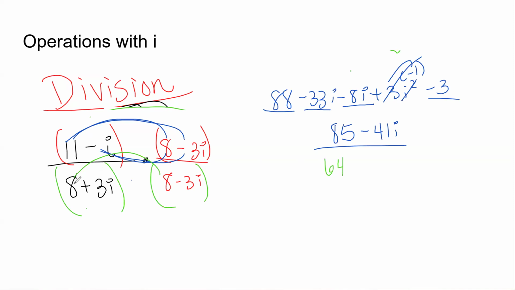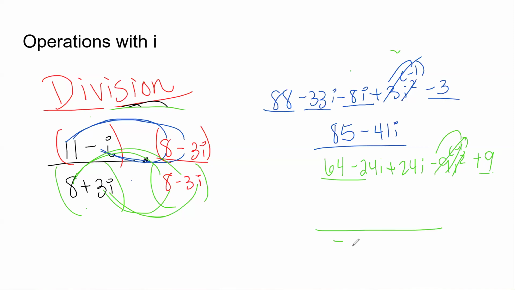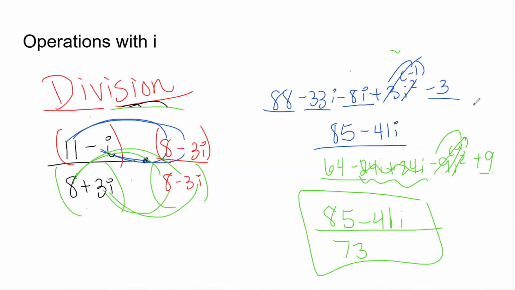64 minus 24i plus 24i minus 9i squared, superhero, multiply, plus 9. 64 plus 9 would be 73, and the middle should cancel. It does. This one does not reduce. Answer. So yeah, it doesn't look pretty, but we succeeded in our mission of getting i off the bottom.